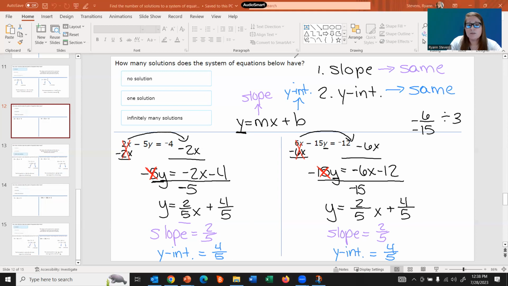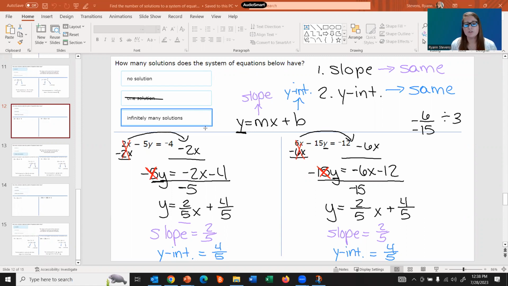And because the slopes are the same, we can use process of elimination. We can say, okay, it's definitely not going to be one solution. No solution would mean that the slopes are the same, but the y-intercepts are different. And in this case, the slopes are the same and the y-intercepts are also the same. So we would say this is an example of infinitely many solutions. These are the exact same lines.